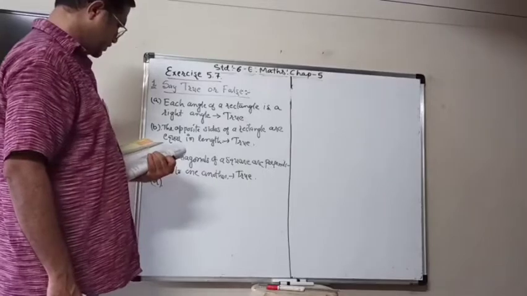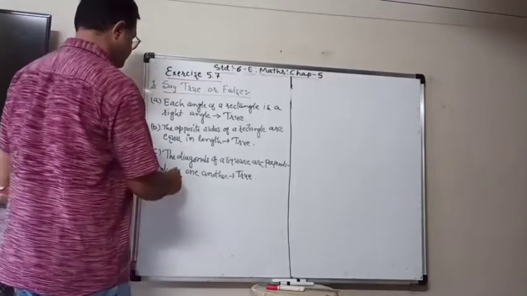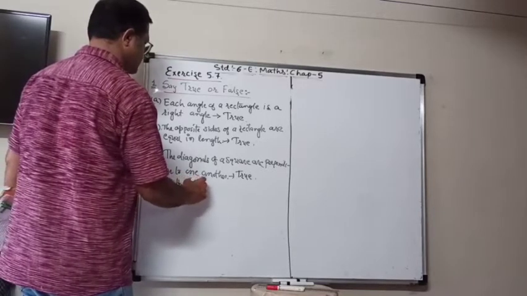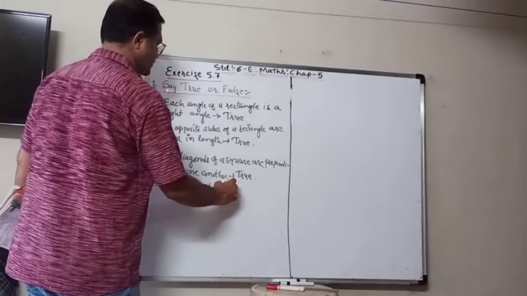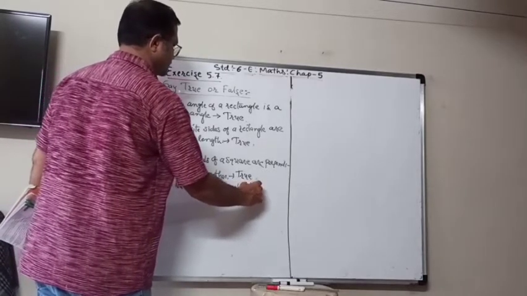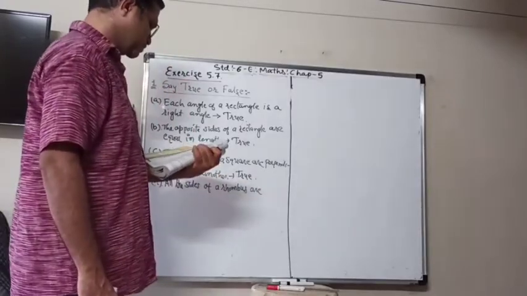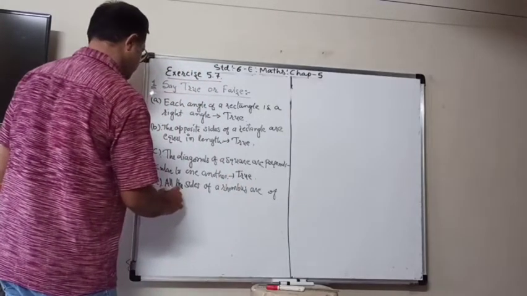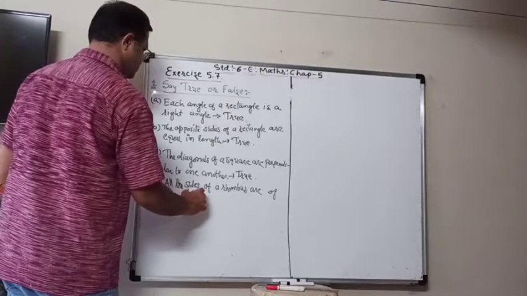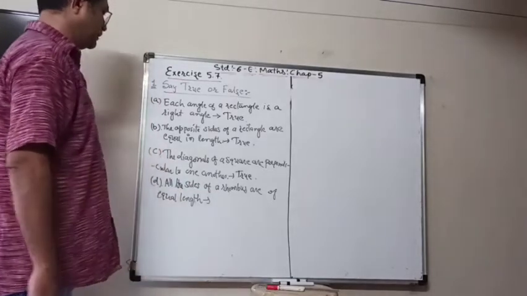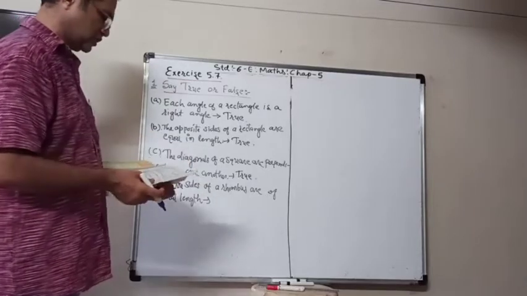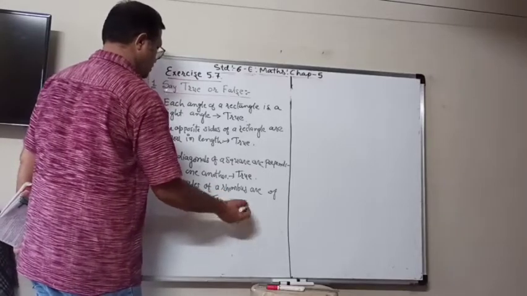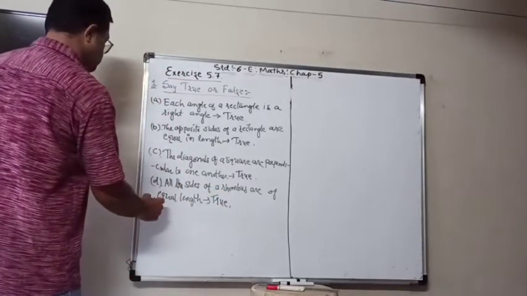Fourth statement, all the sides of a rhombus are of equal length. And that is also true because we learned about the rhombus that all its sides are equal. So it is a true statement.